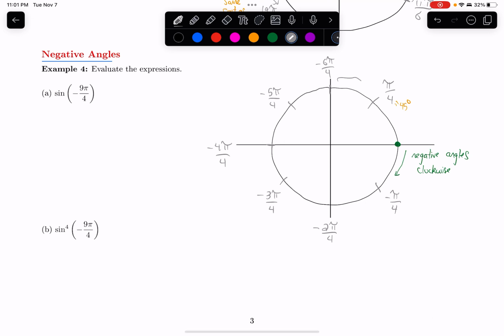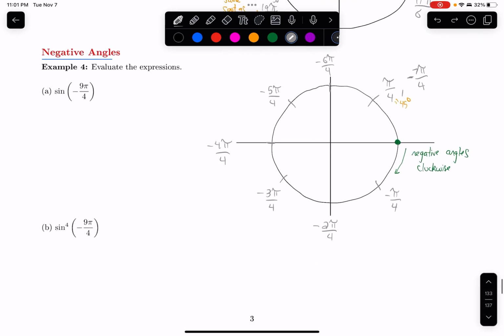Okay. If I go another pi over 4, it puts me at the same spot as positive pi over 4. So this is where the angle negative 7 pi over 4 would be. So notice that pi over 4 and negative 7 pi over 4, those angles are both at the same spot on the unit circle. Okay. And if I go another pi over 4, we end up back here, and that is negative 8 pi over 4, but that simplifies to just negative 2 pi.